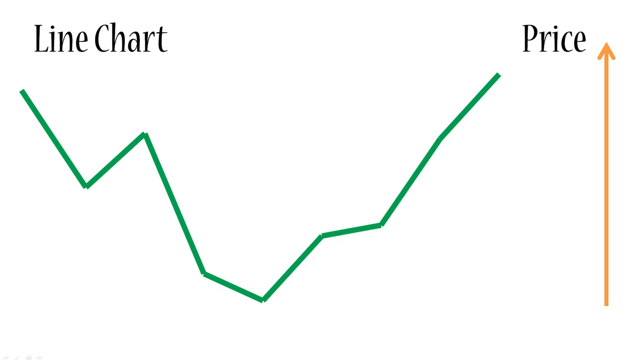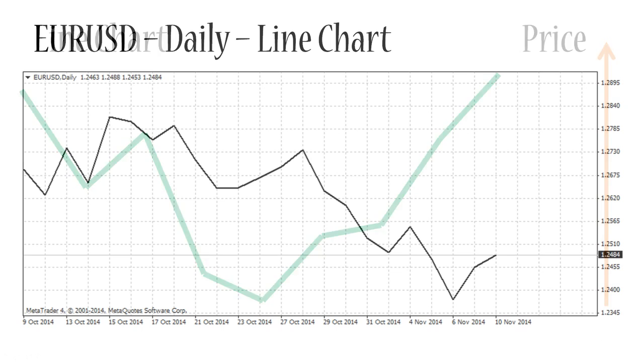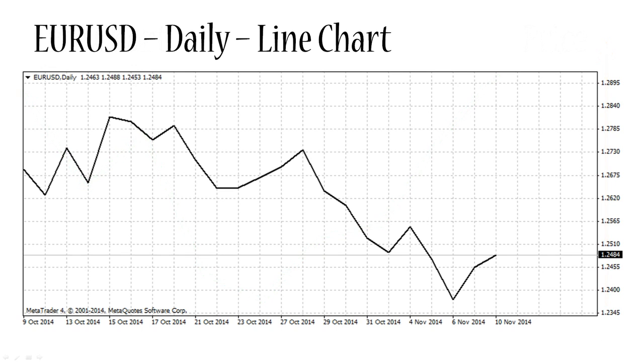Now let's have a look at a couple of real Forex charts. Here is the Euro-US dollar daily line chart. So as you can see, this is just what we talked about, only the close prices for every single day. At the bottom you can see the days, on the right you can see the prices, but most importantly we can see the line chart, which is showing us that currently the Euro-US dollar seems to be falling down.